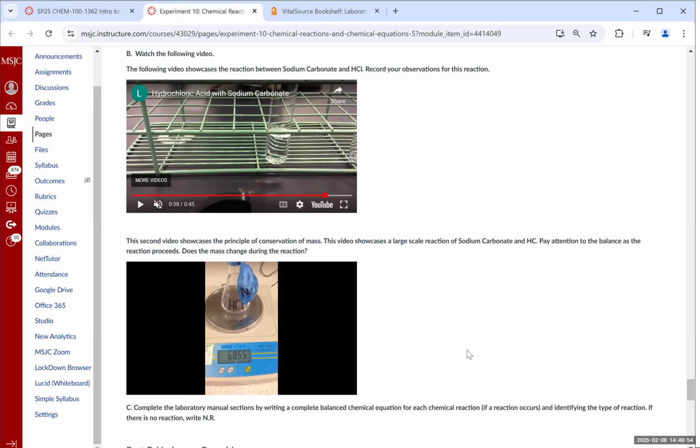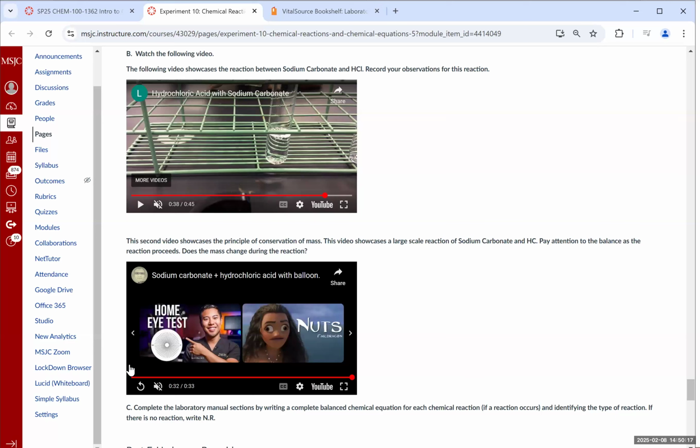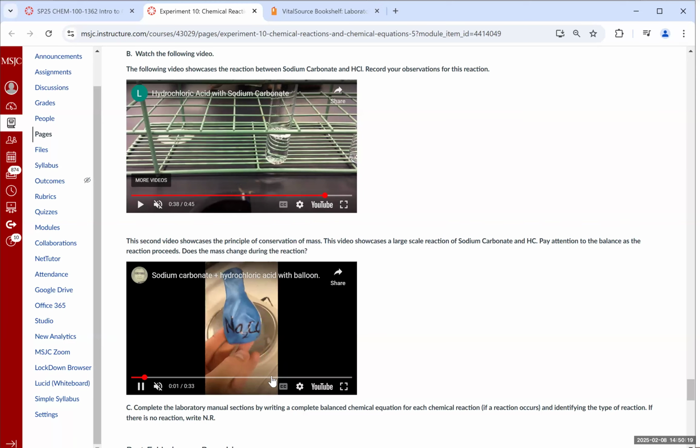So they weigh, the mass is about 68.55. They mix the hydrochloric acid and the sodium carbonate. The balloon inflates as the carbon dioxide gas is generated. The reaction continues to proceed. And as we notice, the mass doesn't change very much. So again, they run the reaction and we notice the mass stays somewhat constant.